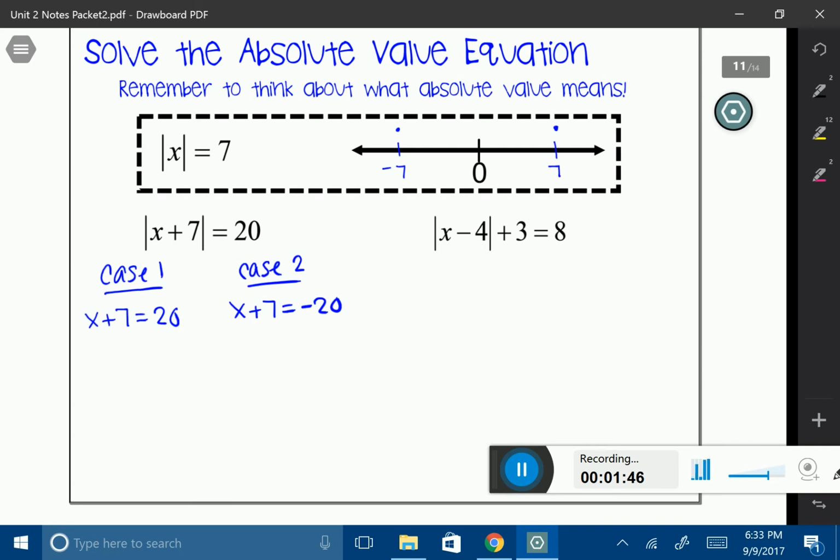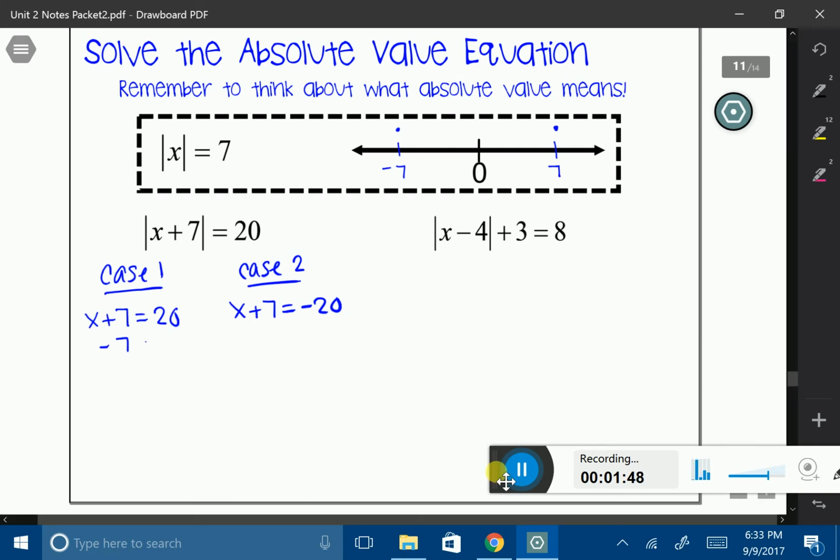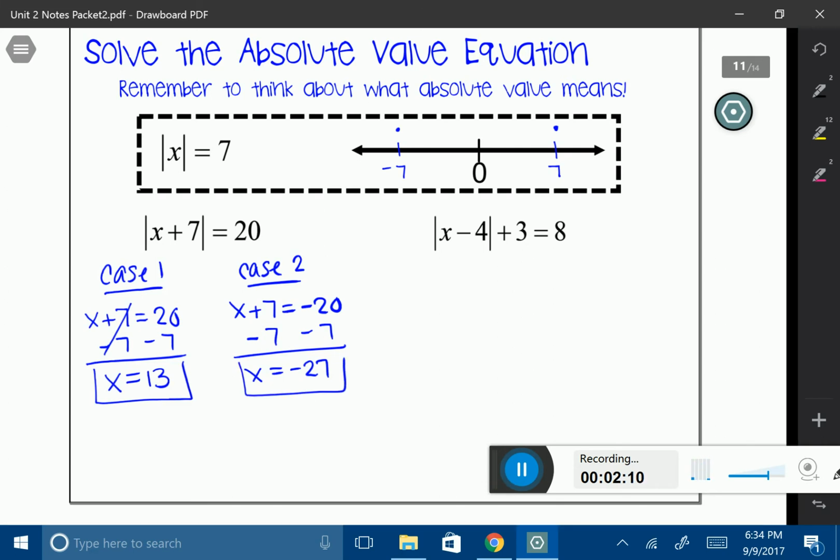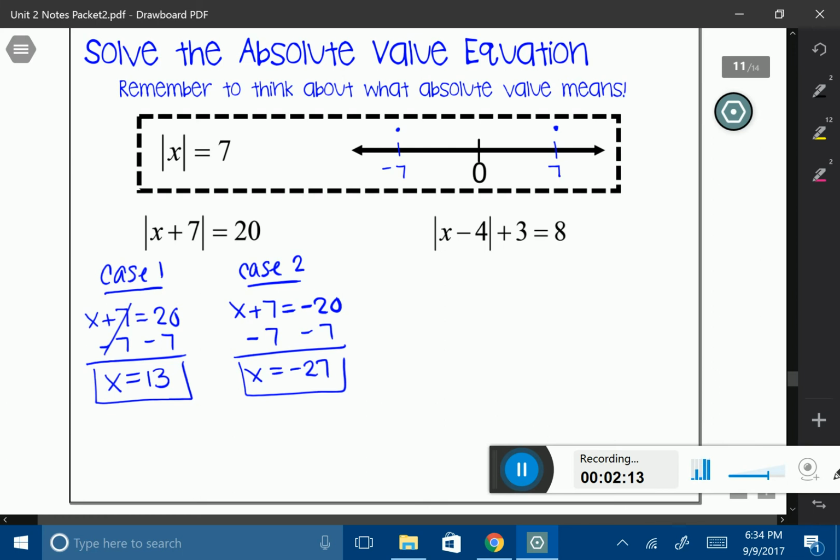So now I'm going to go ahead and solve it just like I normally would. And then on my other side, I would go ahead and subtract 7. So you'll notice that my answer to this problem actually gives me two answers. And what that means is x in my problem could equal 13 or x could equal negative 27. Both of those numbers are going to give me a final answer of 20.